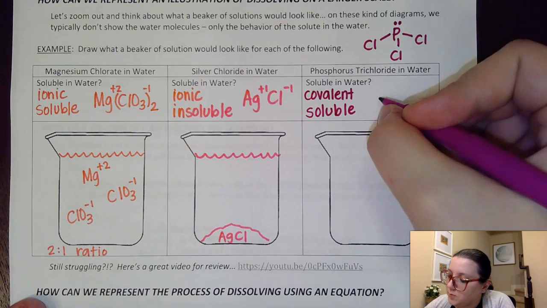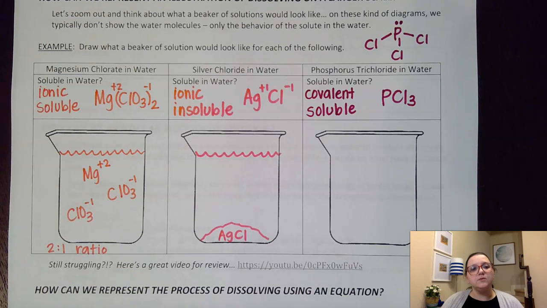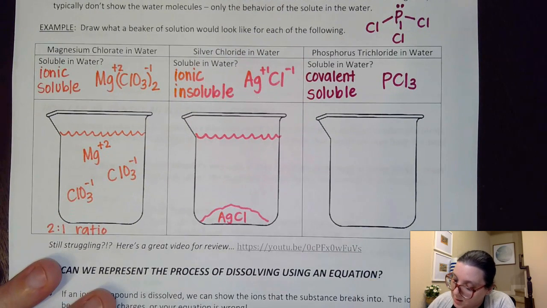Okay, so I'm going to go ahead and put my PCl3 here. However, covalents do something interesting. Rather than splitting up into ions, remember this is where the IMFs between the partially positive and partially negative ends would form and attract. So this PCl3 is actually going to stick together when it's in the water. It's just going to be attracted to the water's poles.